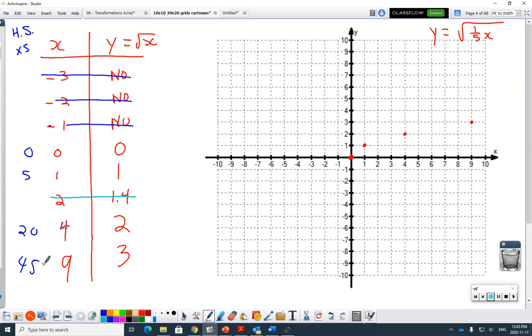So my points now, I'm not using these x values anymore. I've got a new set of x values that I have done the transformations on. So I get 0, 0. That's on the new graph, yes. Then I get 5, 1. And then I get 20, 2. You see, you can't graph 20, but it does tell you where you're going to. So you can see how it's been horizontally stretched by factor 5.